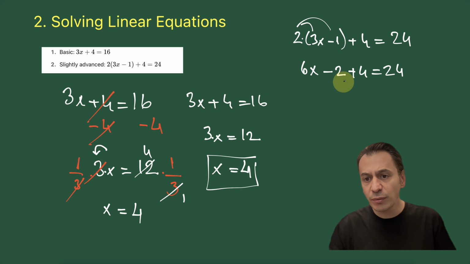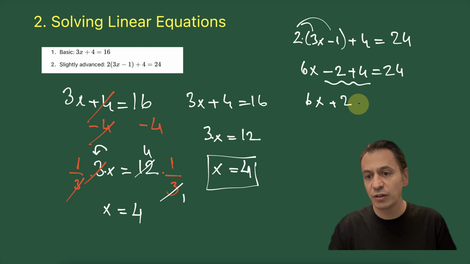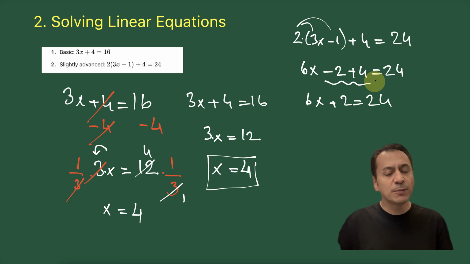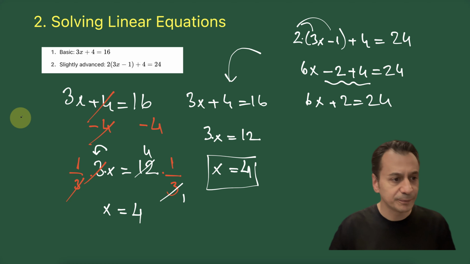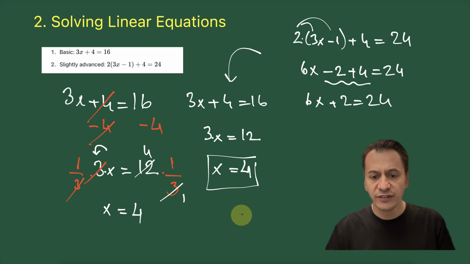Now the like terms are here, right? I can make operation with these. So it's 6x plus 2 equals 24. From this point, you can just do what we just did before. Okay, like 6x, let's do it like this.